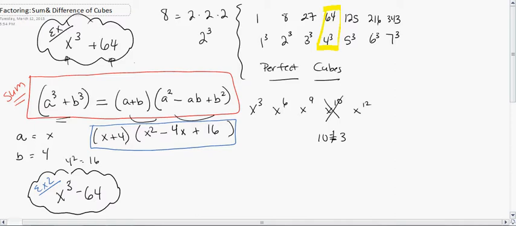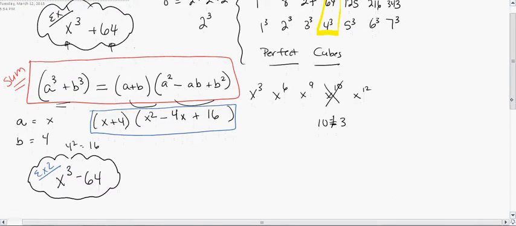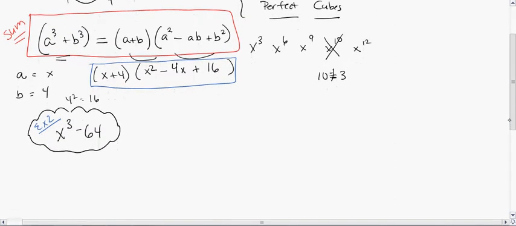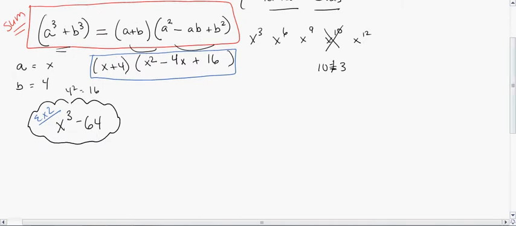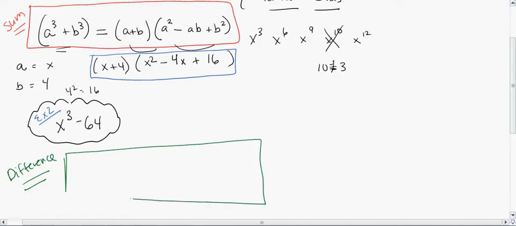So I need a slightly different formula. It will look very similar to the one in red. This one I'm going to put in green. This is going to be the difference of two cubes. All right, so the difference of two cubes. So I've got something cubed minus something else cubed, and I want to factor that.